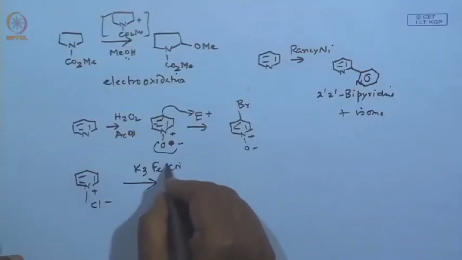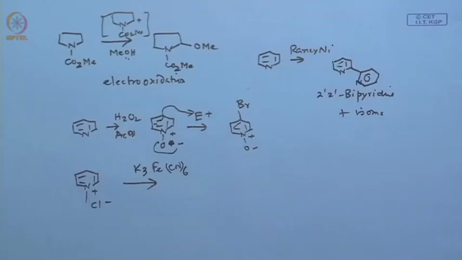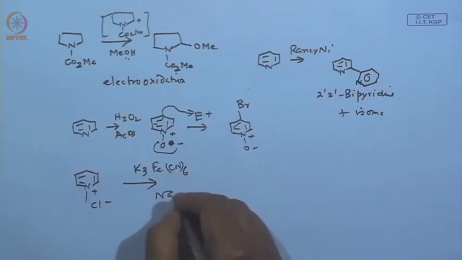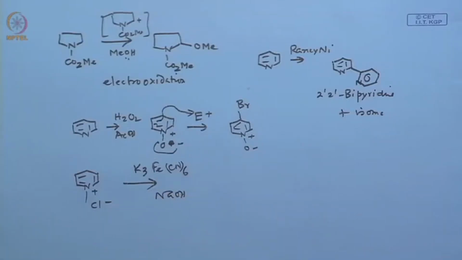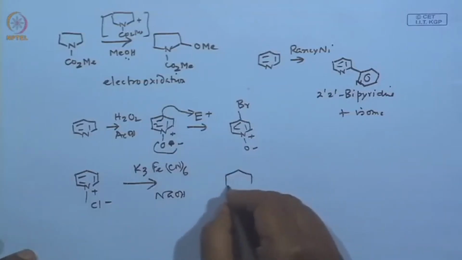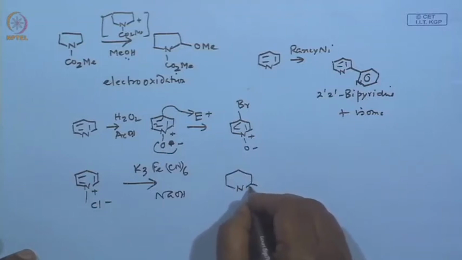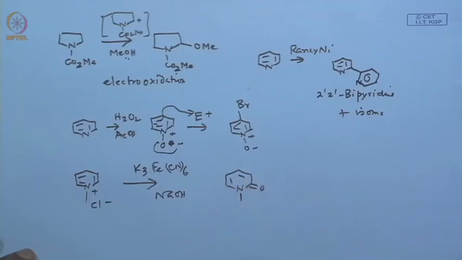In the older literature, what people used to do was react with potassium ferricyanide and a little bit of sodium hydroxide. So, what do you expect? It is a nice reaction, though. That is how this nicotine compound was actually isolated and the structure of nicotine was established. So, you get a pyridone. That means potassium ferricyanide is a nice oxidizing agent.